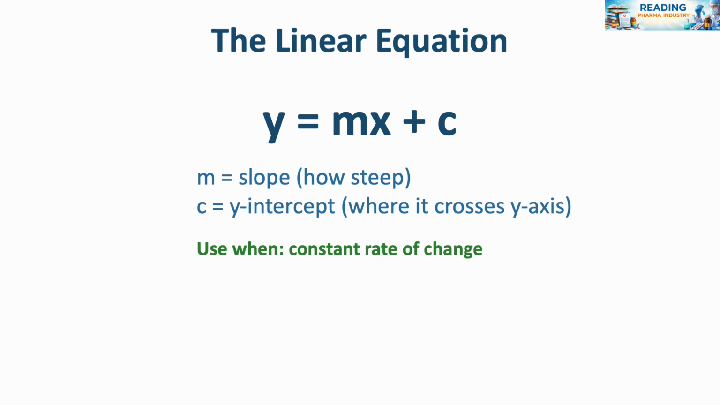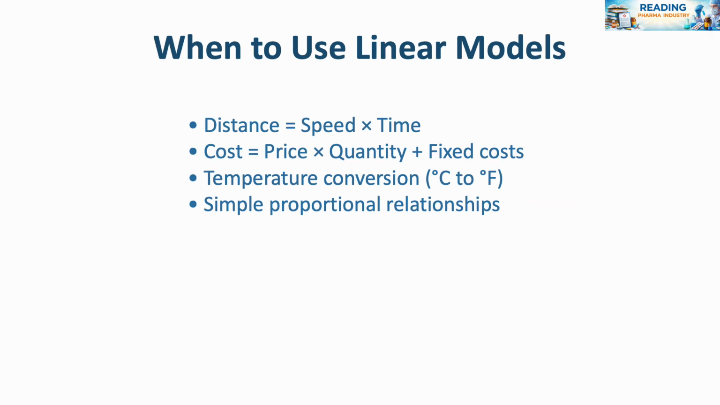So that means you have two parameters to define, which is the slope and the c, which is the constant, the y-intercept. And that should describe a straight line. Use linear models when you see a constant rate of change.